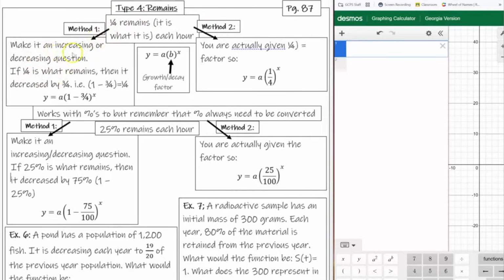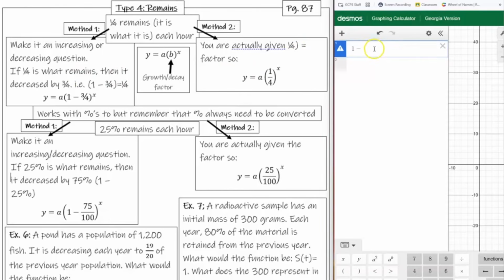You can make it an increasing or decreasing question like we had in the previous video. So for example, if I have 1/4 of a pizza remaining, what happened to my pizza? Did it increase or decrease? Well, that word remaining implies that I had maybe a full pizza and now I've got a quarter left. So that means I decreased it, right?